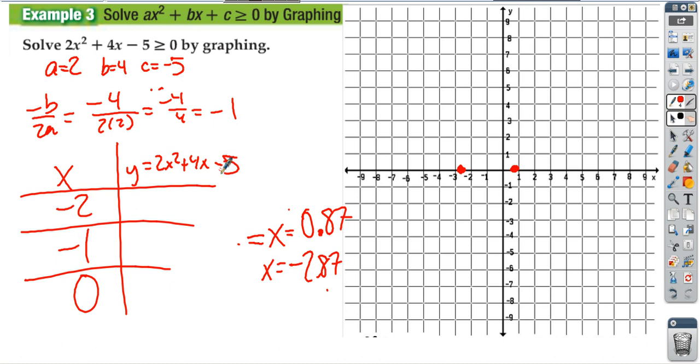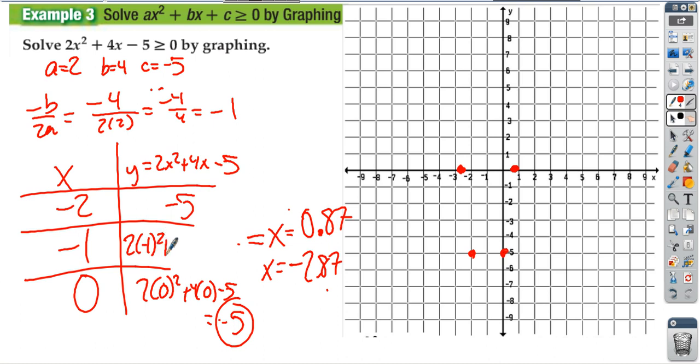So when we plug in 0, let's start with 0. We have 2 times 0 squared plus 4 times 0 minus 5. That just equals negative 5. So (0, -5) is a point on this graph, so we'll put that here. And this will also be negative 5. So (-2, -5) is also a point on this graph. And then the vertex will be right here.